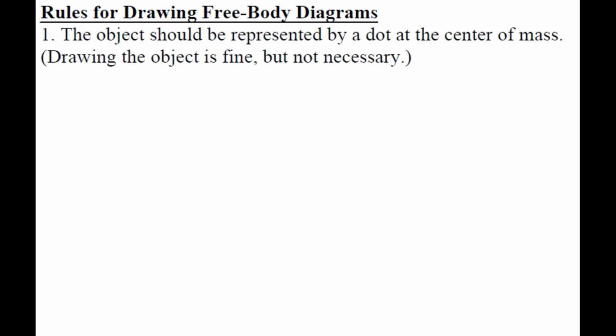There are 5 rules for drawing free body diagrams. The first is that the object should be represented by a dot at the center of mass. You can draw the object, a stick figure, a dog, a bone, whatever, but you then need to put a dot in the middle and then ignore the object you drew. The dot is the only thing that's important here.